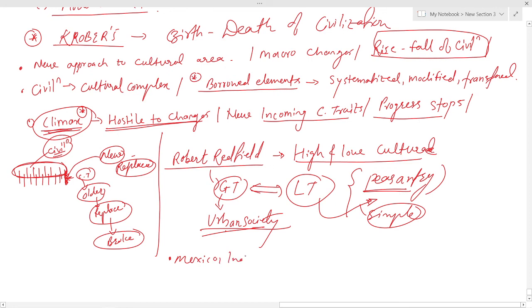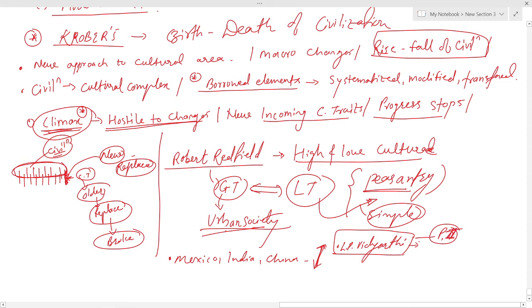India, China, right? This type of model was applied, and its application was possible in these scenarios also. For example, LP Vidyarthi studied the sacred complex of Gaya, greater tradition and little tradition. We will study LP Vidyarthi's contribution in paper 2, so just wait for a few moments. We will have a separate discussion over there also.